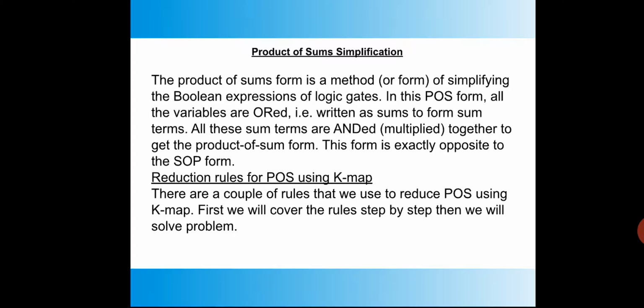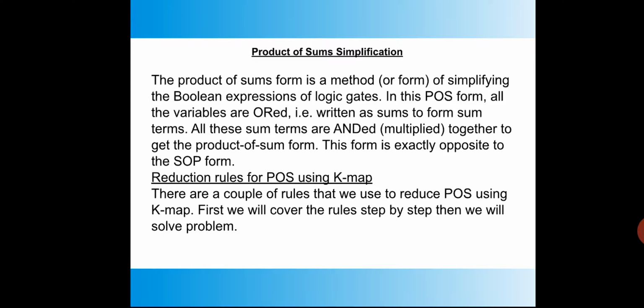The product of sum form is a method of simplifying the boolean expression of logic gates. In POS form, or product of sum form, all the variables are ORed. That means you have to go for OR operation. That is written as sums, to form sum terms. Ultimately you have to get the OR form. All these sum terms are ANDed or multiplied together to get the product of sums form. This form is exactly opposite to SOP, or sum of product form, isn't it? SOP is nothing but sum of product form.